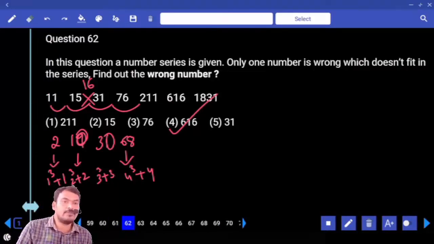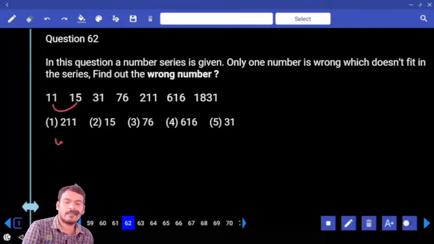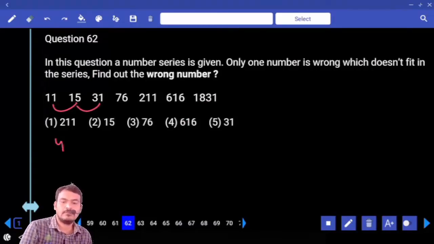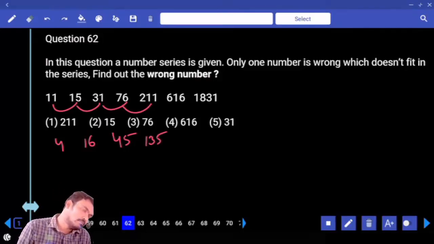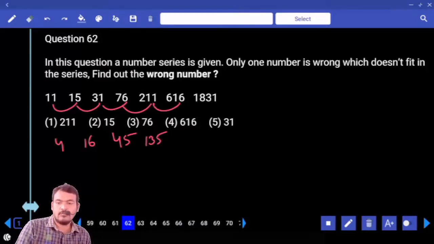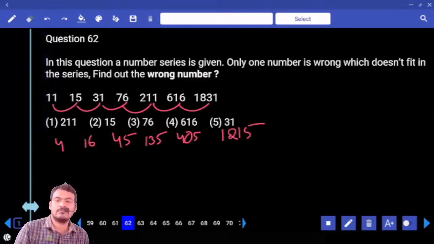62. 11, 15, 31, 76, 2, 11, 616, 18, 31. What is the first difference? 4. Next one, 16. Next one, 45. Next one, 135, or not? Next one, difference 405. Next one, difference 1, 2, 1, 5, or not?